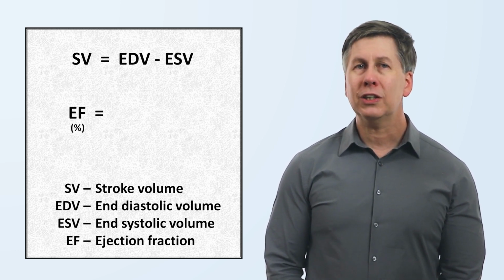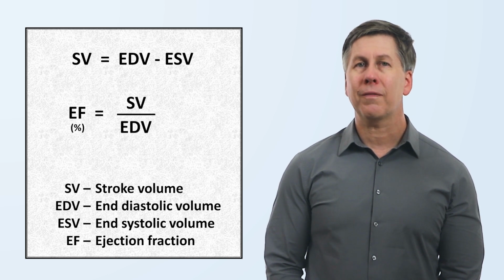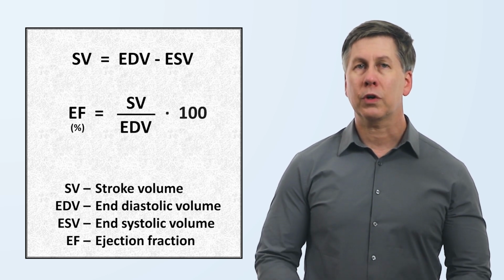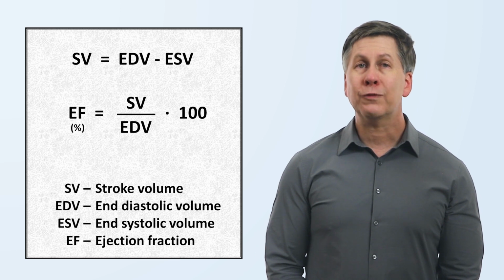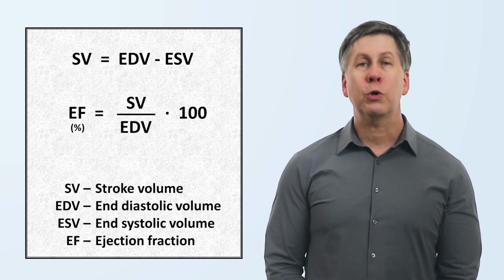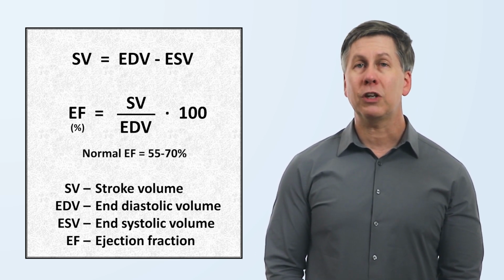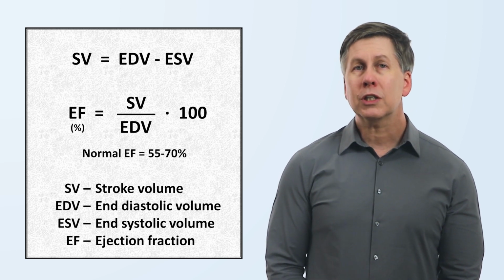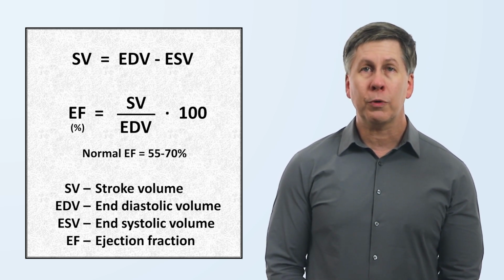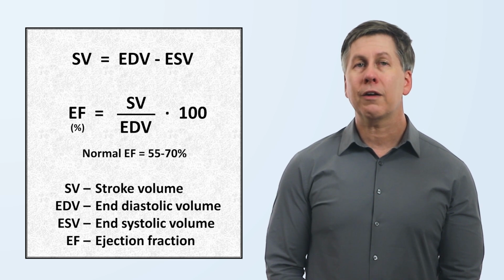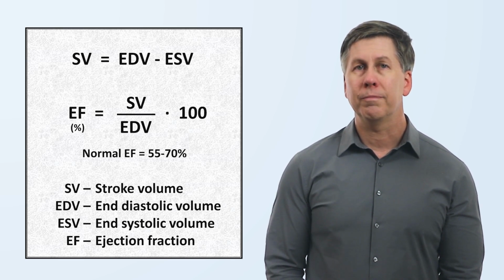Ejection fraction as a percentage equals stroke volume divided by end diastolic volume times 100. The normal range for ejection fraction, or EF, is most commonly stated as 55 to 70%, though some references include 50 to 55% as normal, while others classify 50 to 55% as borderline.